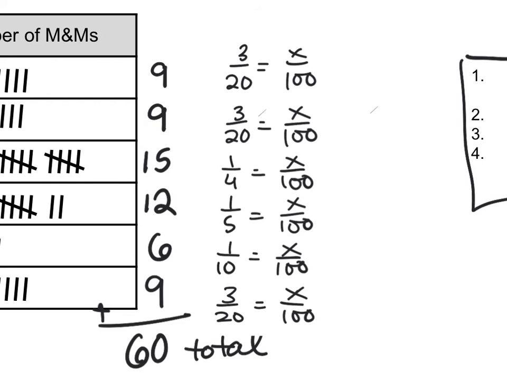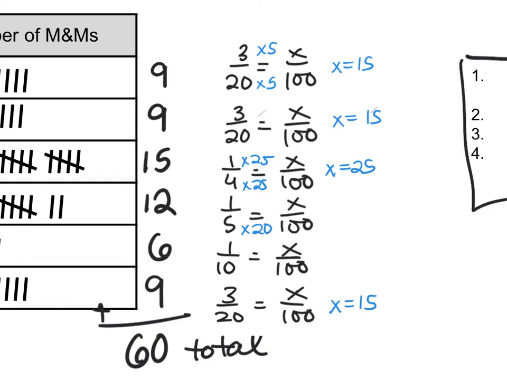The reason this is not hard is because each of our fractions has a denominator that goes into 100 easily. 20 times 5 equals 100, and 3 times 5 equals 15. So x is 15. Of course, that's going to be my value for a couple of other ones as well that also had 9 M&Ms. Let's look at our orange M&Ms now. 4 times 25 is 100. 1 times 25 is 25. So x is 25. For our next category, 5 times 20 is 100.